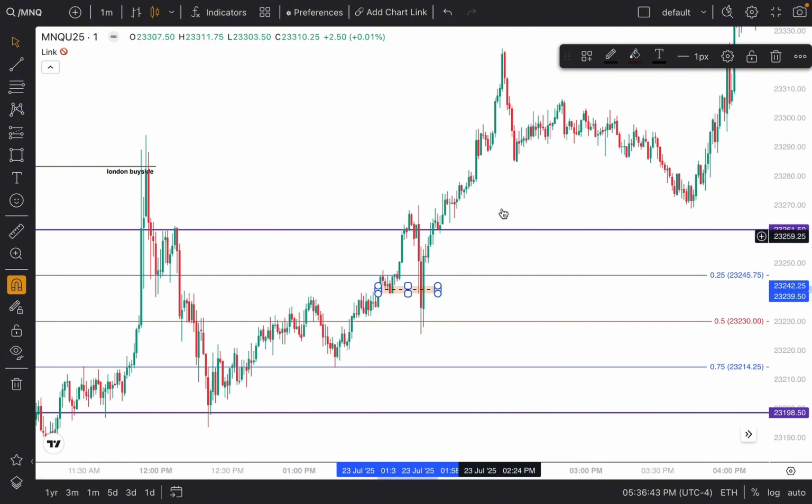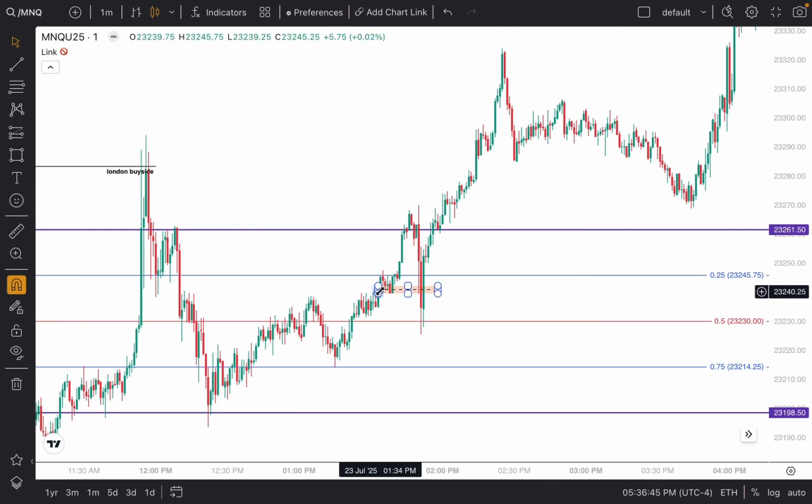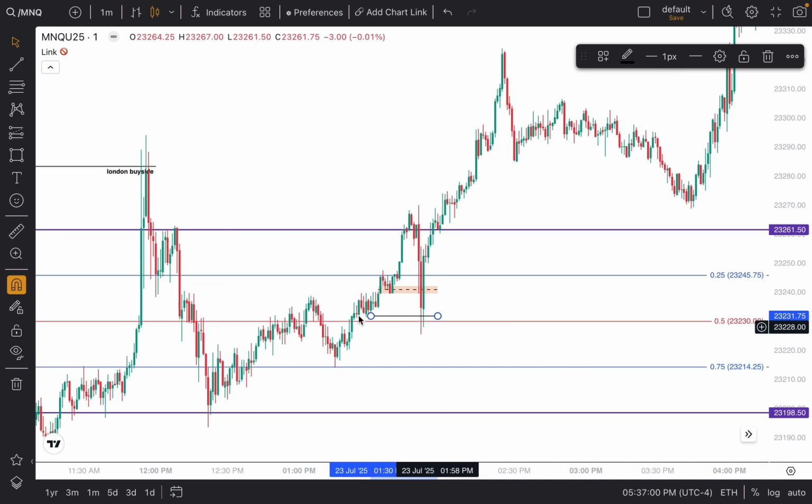This inefficiency comes in at 1:34, I believe, or 1:33. It trades to a 15-minute sell stop raid, which was below here. Hits consequent encroachment of the opening range gap.